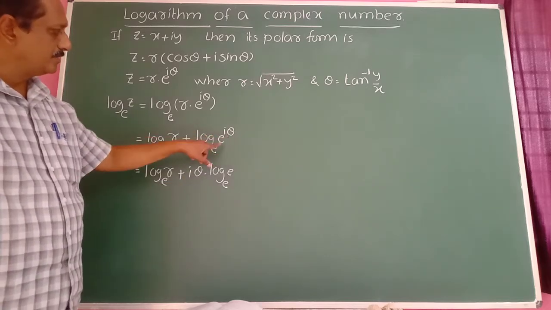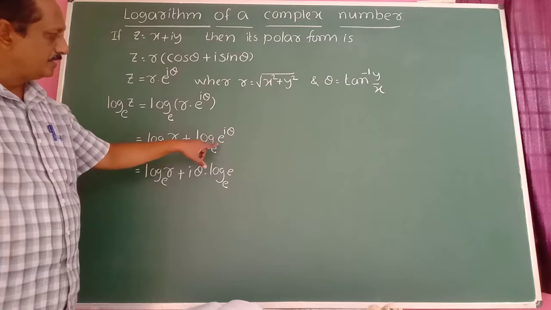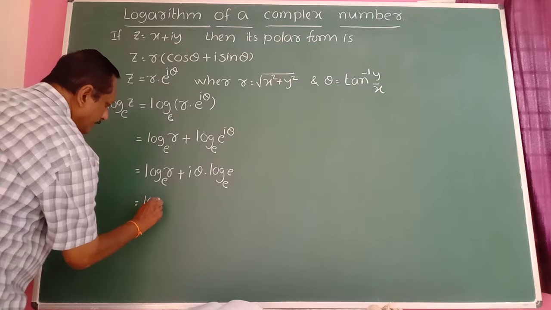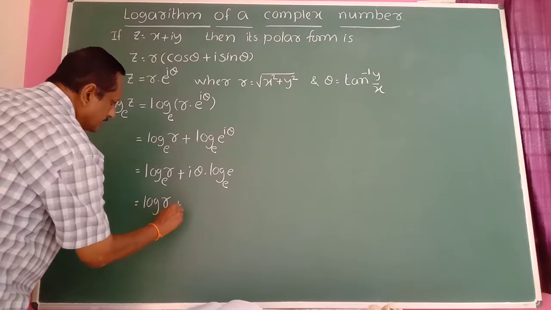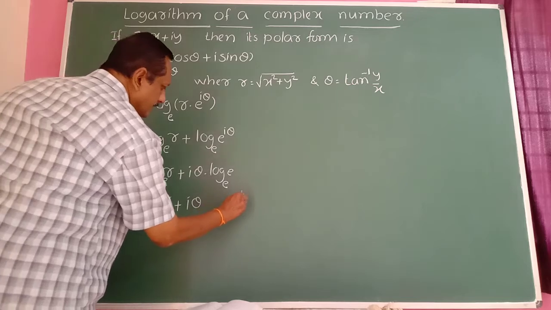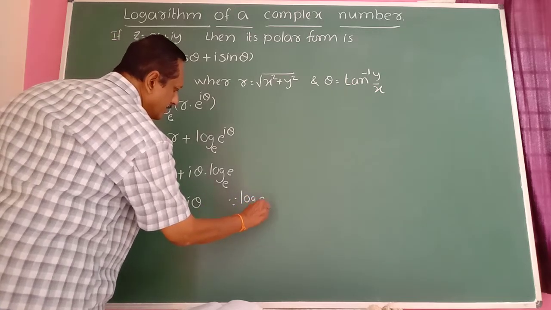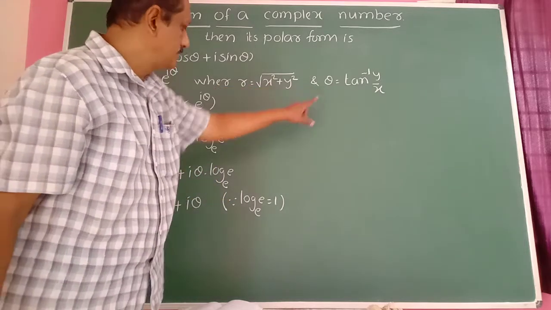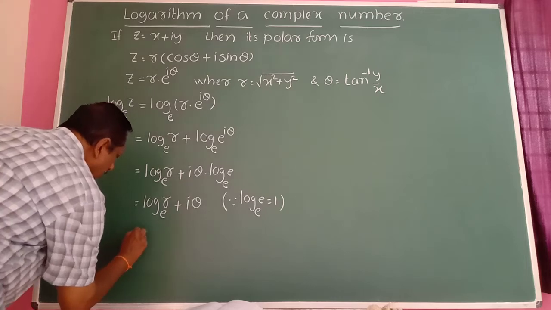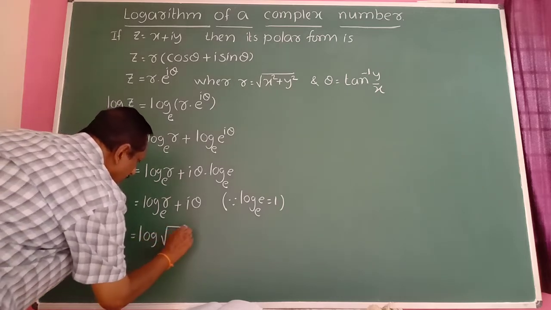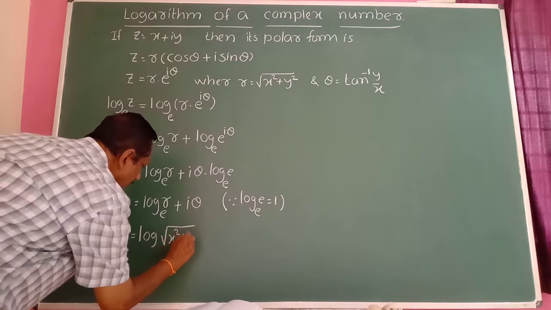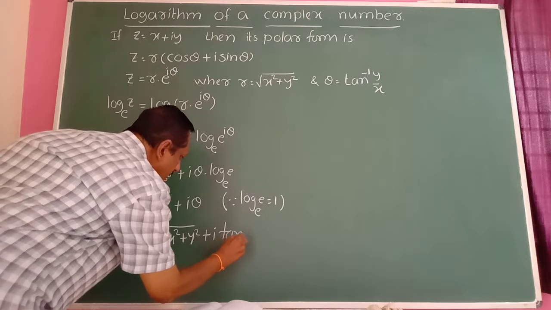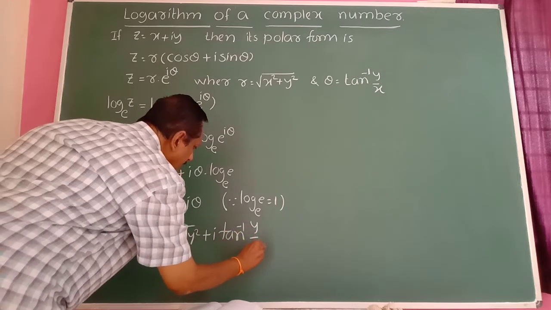Log e raised to i theta to the base e is i theta into log of e to the base e, and you know log e to the base e is always 1. So, log of r to the base e plus i into theta. Here r is this and theta is this, so substituting, this is equal to log of root x square plus y square to the base e plus i into tan inverse of y divided by x.